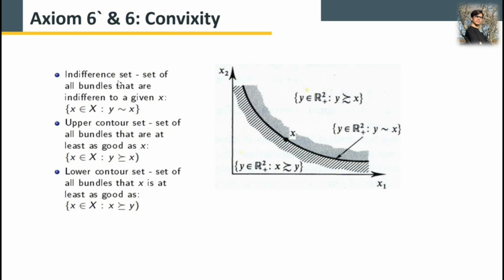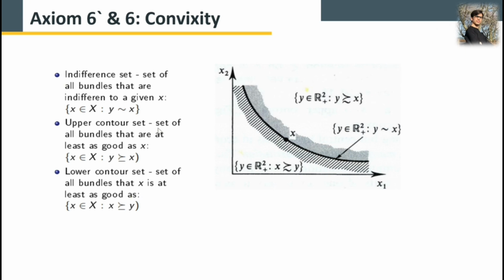So what is indifference set? Indifference set is a set of all bundles that are indifferent to a given X, in our consumption set, such that Y is indifferent to X. So this black bold line, which is the set of Y in R2 plus where Y is indifferent to X, is the indifference set.